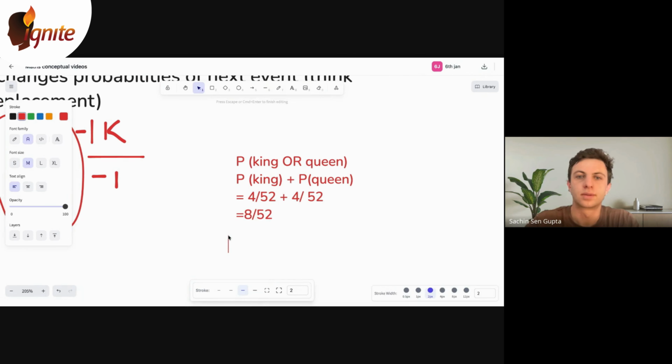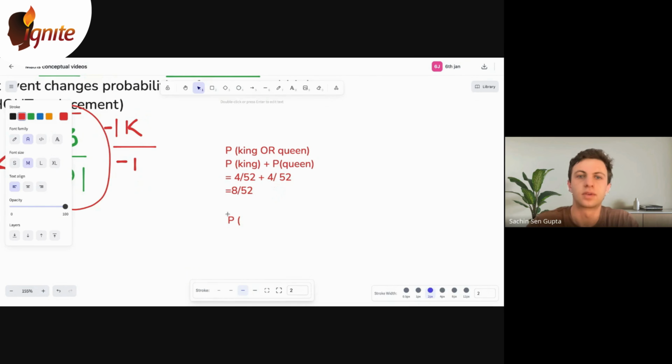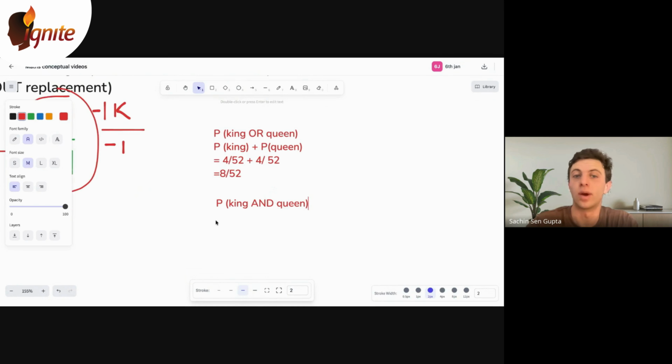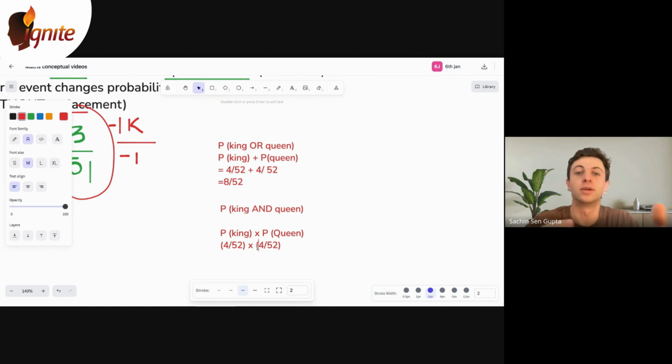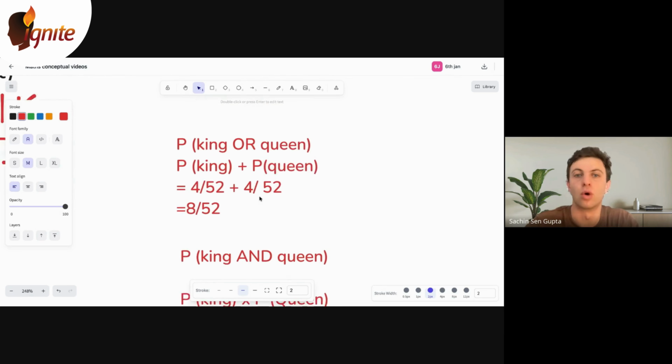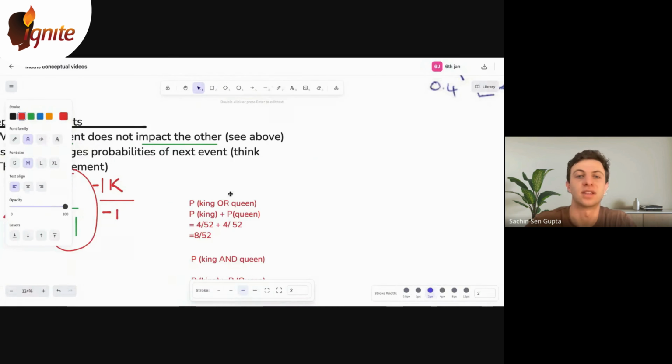Now, what if it was probability of king and then a queen? Because it's king and then a queen, if it was 2 stages, it's got to be probability of king times probability of queen, right? So it's going to be 4/52, all in brackets, times 4/52. That's because we're requiring both of them to occur at the same time, so we must multiply their probabilities. But or means that we can have either or. So we can just add the probabilities up and we can get in either of that sample space.